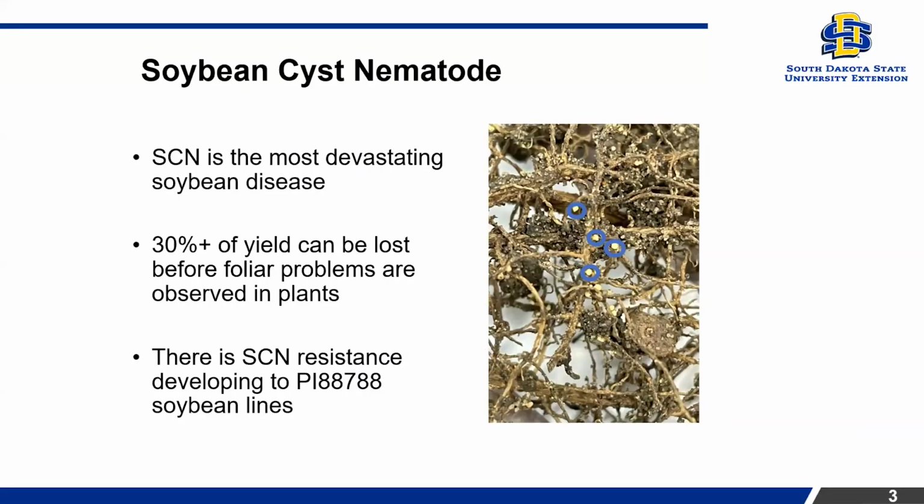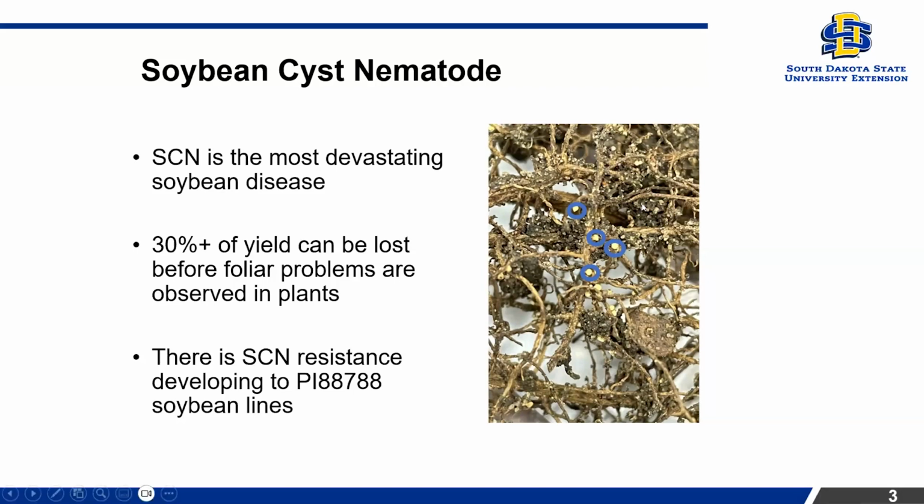So the first disease we're going to talk about is soybean cyst nematode. Hopefully most of you have heard of this before, but if you haven't, SCN is the abbreviation for it, and it is the most devastating soybean disease in the United States on a year-to-year basis. Over 30% of yield can be lost in soybeans before foliar problems are actually observed, because this pathogen is a root pathogen. One other thing that we've learned in the last year or so is that we do have nematode resistance developing to our PI 88788 soybean lines, and I'll talk about that more in just a second.